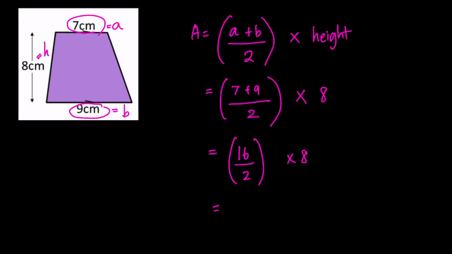16 over 2, or 16 divided by 2, is equal to 8, and times 8. And notice that we were using centimeters for our units, so it would be 8 centimeters times 8 centimeters. So altogether, the answer would be 8 times 8, 64 centimeters squared.